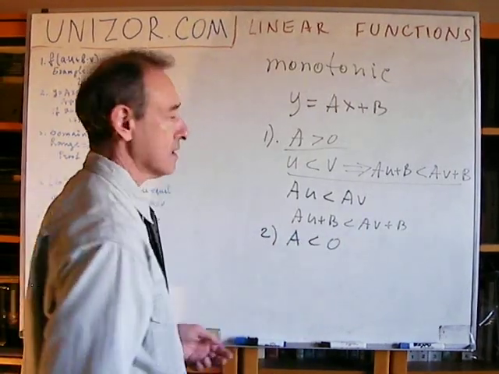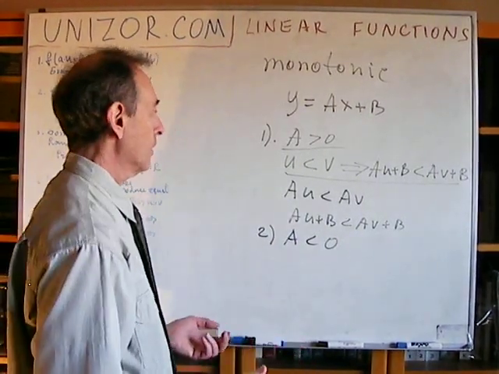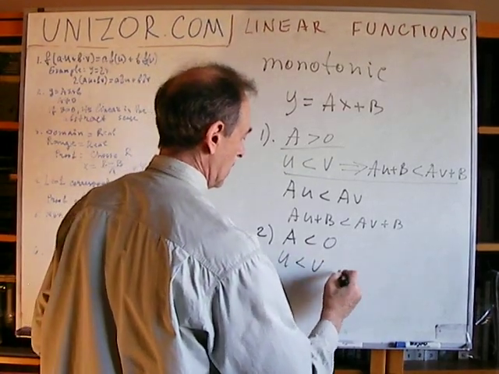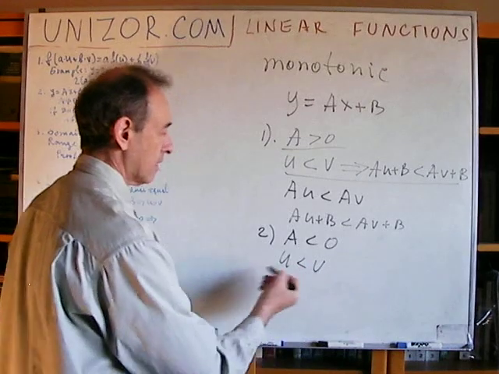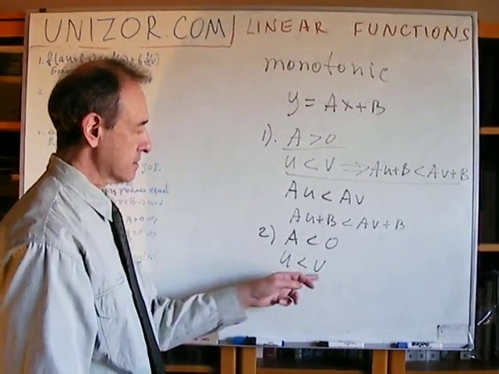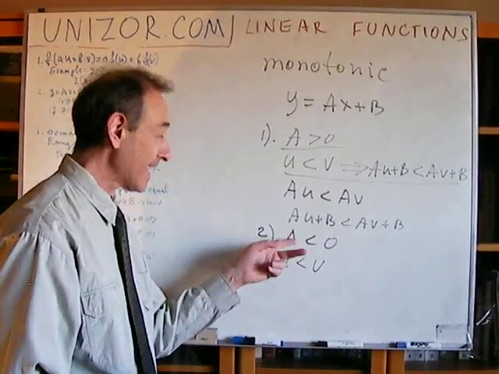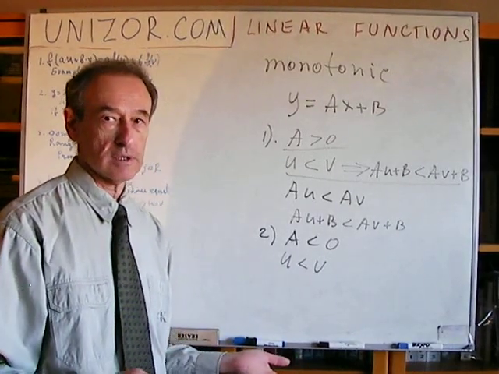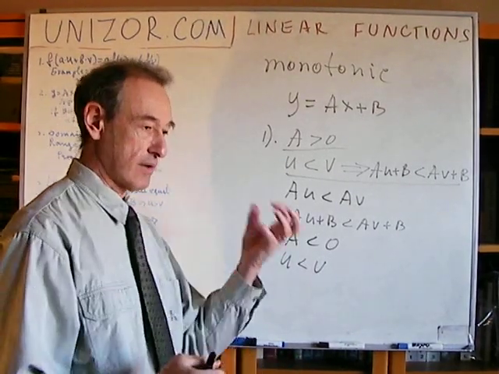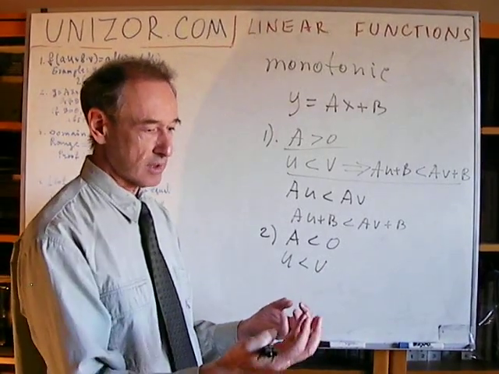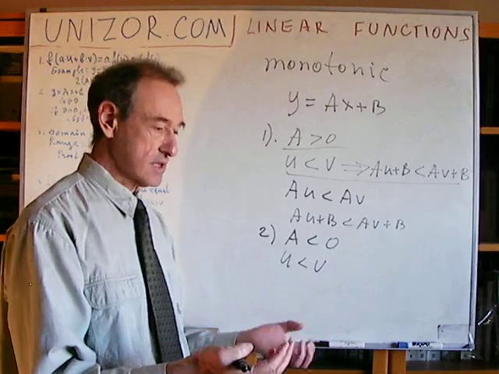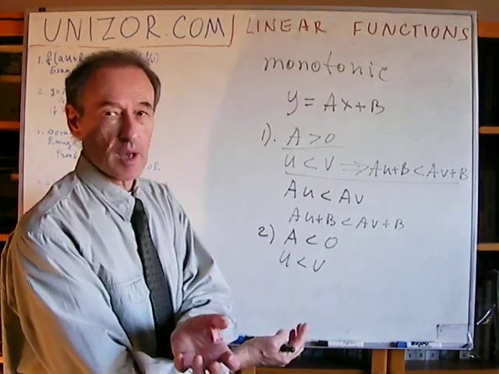Let's consider a is less than zero. Well, from this, we multiply both sides of this inequality by a negative number, and that actually changes the sign of the inequality. If you have a smaller number and a bigger number, but then you multiply it by, let's say, minus one, then this number becomes bigger and this number becomes smaller.